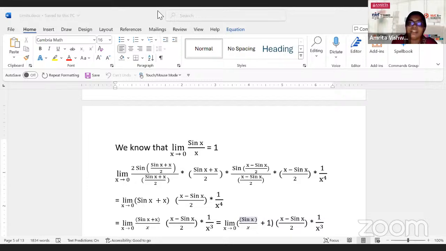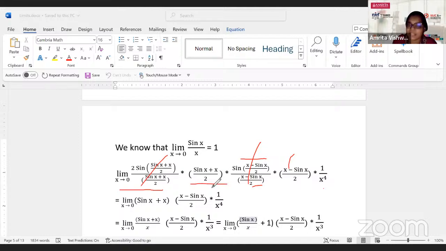So I'll be able to do it in one go. It will be like limit x tends to 0, 2 sine of (sin x plus x) by 2, that is the first term, divided by (sin x plus x) by 2. Then only it becomes sine x by x. But if I'm dividing, I have to multiply this also, so it becomes (sin x plus x) by 2. Same applies here: sine of (x minus sin x) by 2, I have to multiply (x minus sin x) by 2. There is 1 by x raised to 4 also.